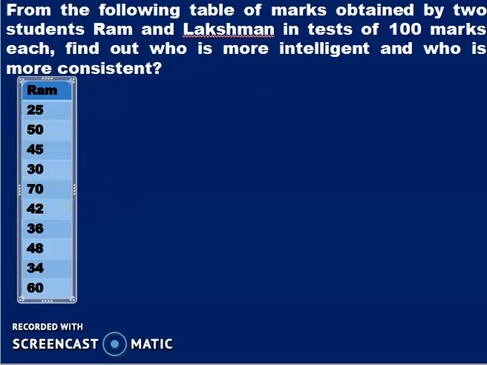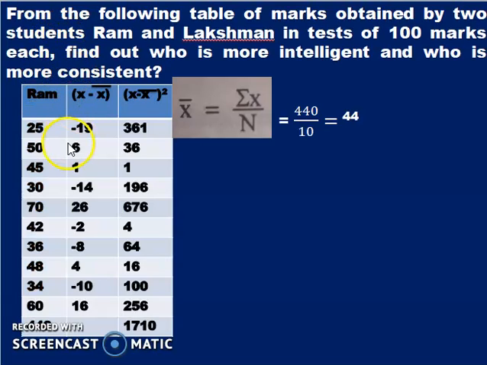So let's see. First we have to find x bar. X bar equal to sigma x by n, so equal to 440 by 10, so equal to 44. So the total of this is divided by n, that is the number of values. The number of values is 10. So 440 divided by 10 equal to 44.